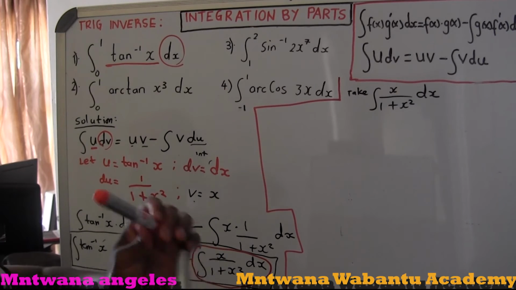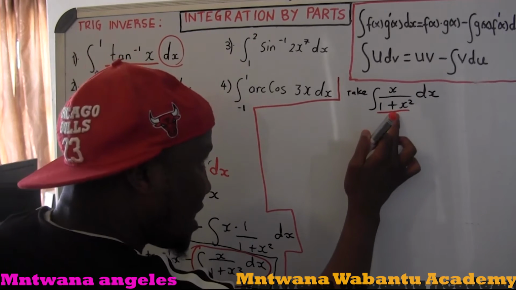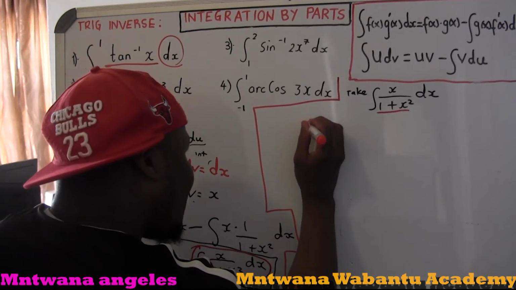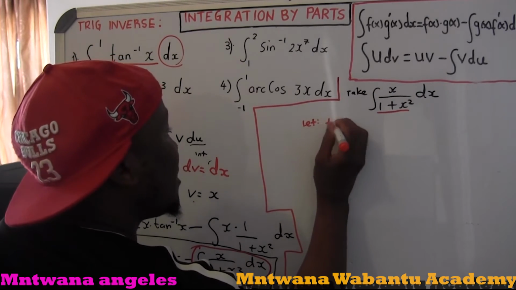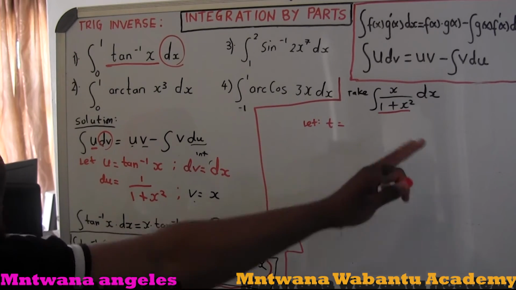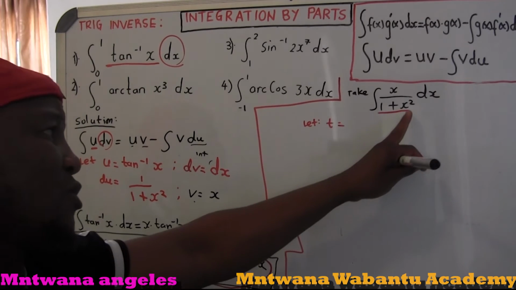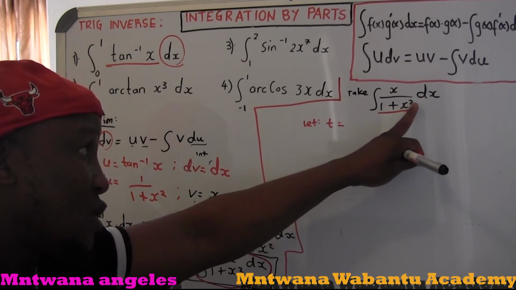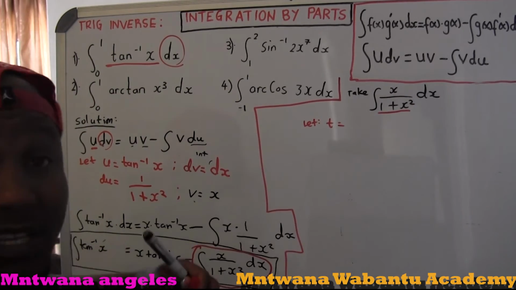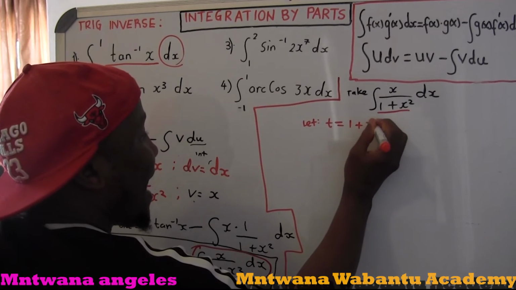You know how I'm going to do substitution? Because I know if I let this and then differentiate, it's going to give me the x on top. So let's say let t. I'm not going to use u and v, because this is not integration by parts. This is substitution. It's very easy, this one. So let t equal to 1 plus x squared.